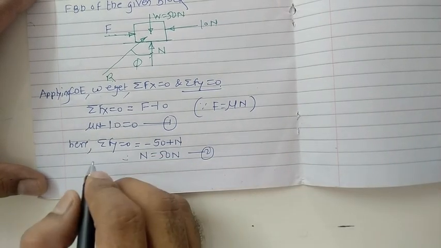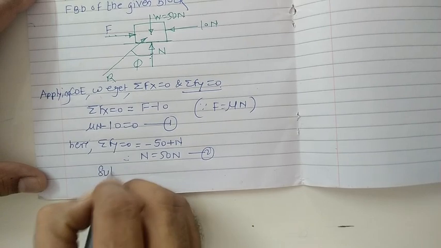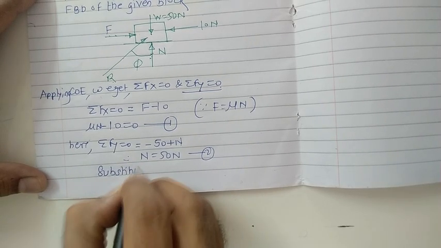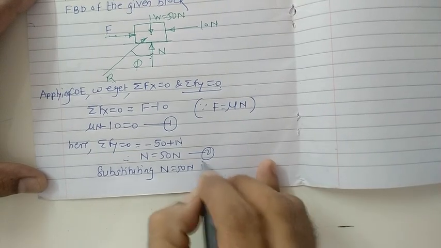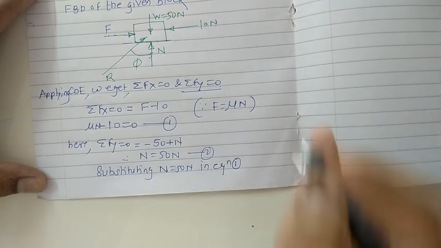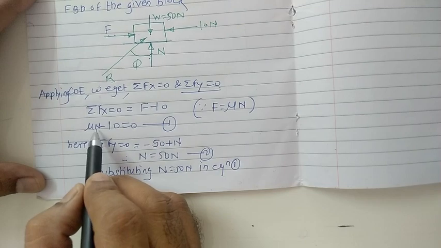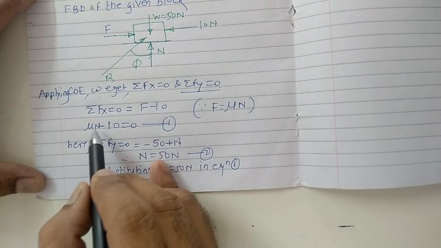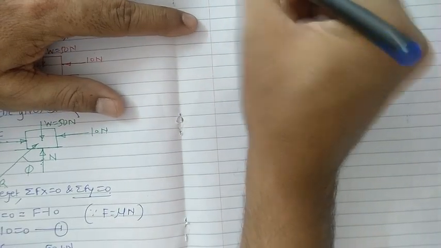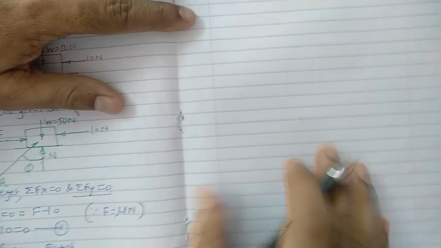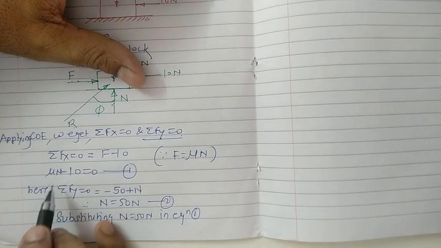Now substituting N equals 50 Newton in equation 1. So what do we get here? If I substitute the value of N equals 50 Newton, therefore mu into N, that is 50, minus 10 equals 0. So already this relation is with us.